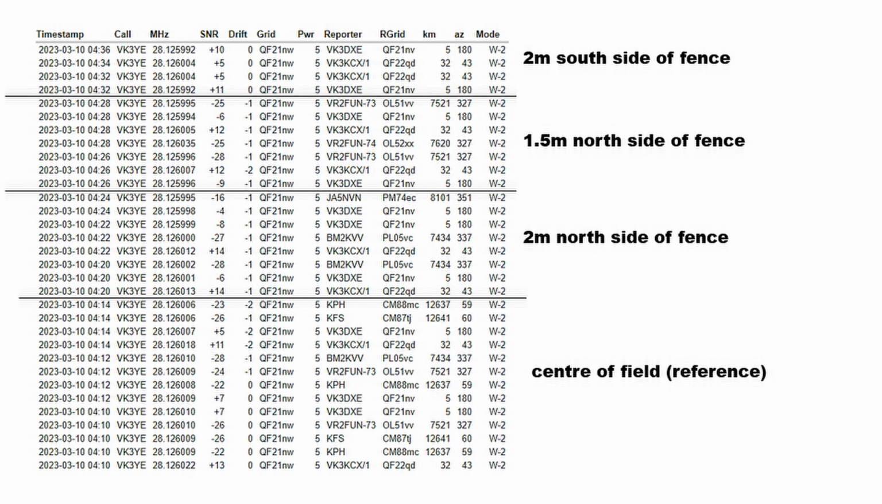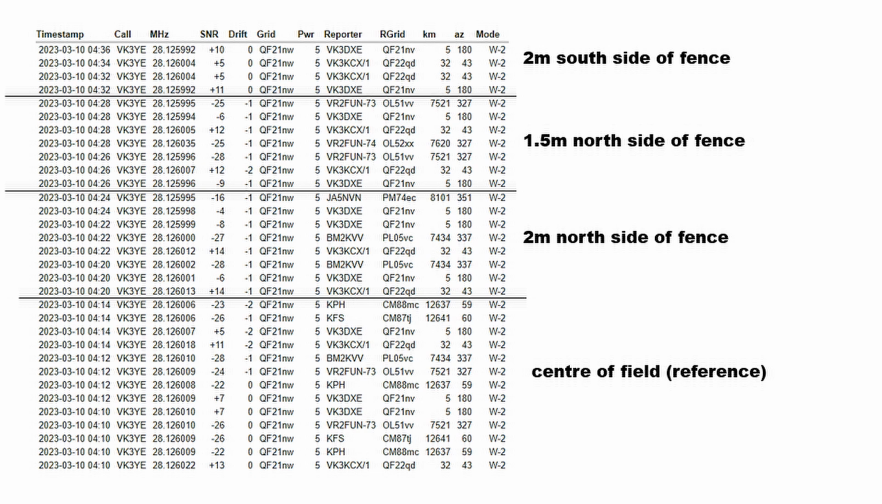Now back home and having a look at results from WSPRnet. I don't think conditions were particularly good, as there's not a huge number of stations receiving me, but anyway, those who did are displayed on the screen, and I've organised it so at the bottom of the screen is when I was at the centre of the field, then in the middle and towards the top when I was on the north side of the fence, and then the last little bit near the top on the south side of the fence. So yeah, whole lot of reports there.